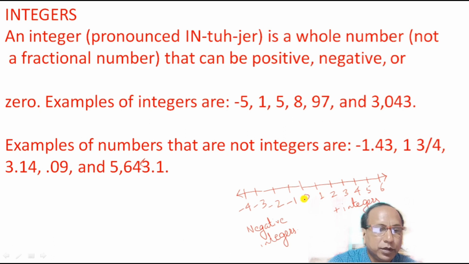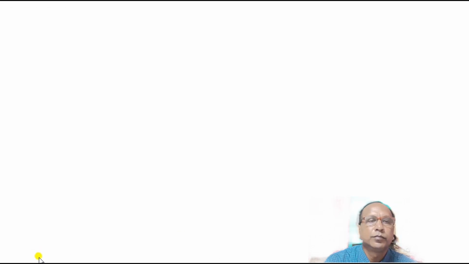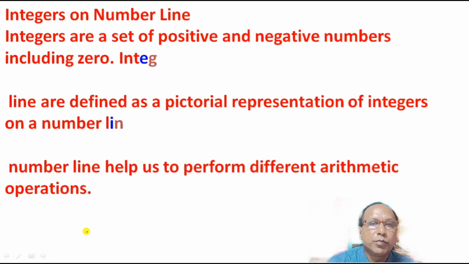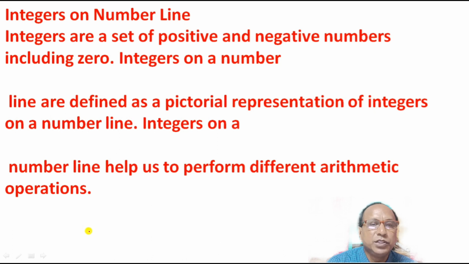The next one we'll discuss is integers on number line. Integers are a set of positive and negative numbers including 0. Integers on a number line are defined as a pictorial representation of integers. Integers on a number line help us to perform different arithmetic operations. These are the different applications of integers.